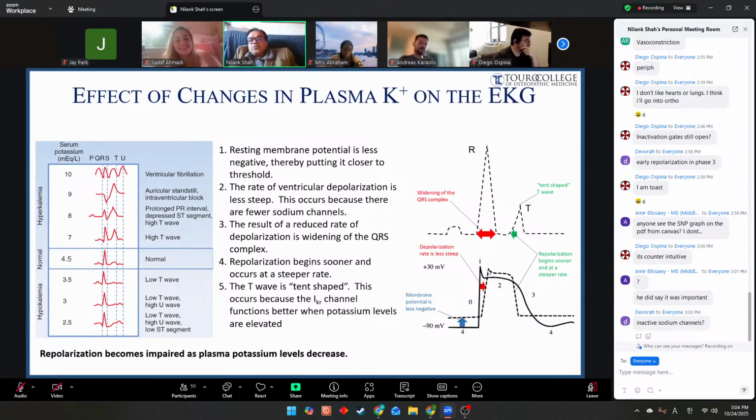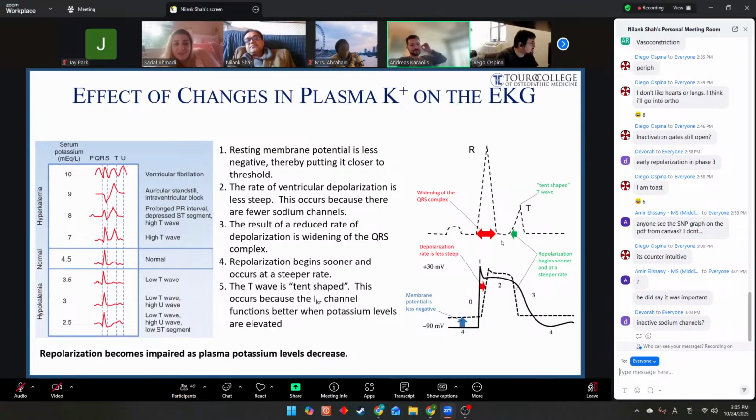So what would happen to the ST segment if you make phase 2 smaller? Is Dhruv here? Maybe he left. This is all very important for the exam as I'm discussing it. Again and again, if you make phase 2 smaller in hyperkalemia, what would happen to the ST segment? The ST segment is from S to T here. So what would happen to the ST segment?